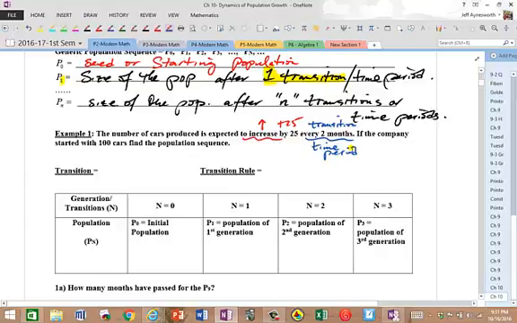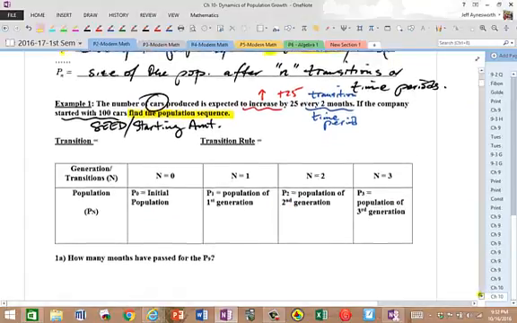Okay, so we're dealing with cars. They're increasing by 25 cars every 2 months. If the company started with 100 cars, ooh, there's your seed, which is the starting amount. Find the population sequence, okay? Now that means what's P sub 1, P sub 2, P sub 3. And that's what we're going to do. It's a very, very simple example, although it kind of illustrates the idea in a very simple fashion. So just go with it here.